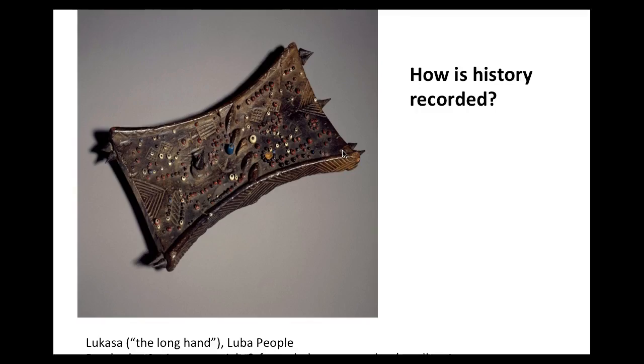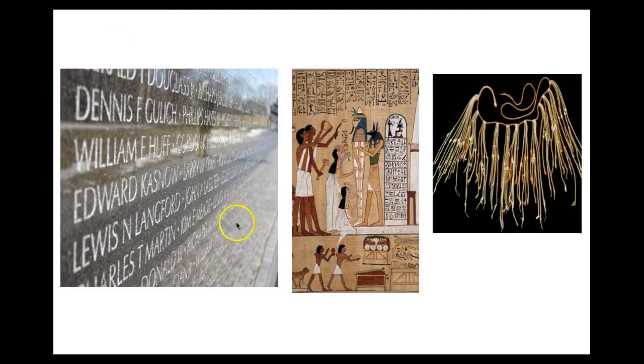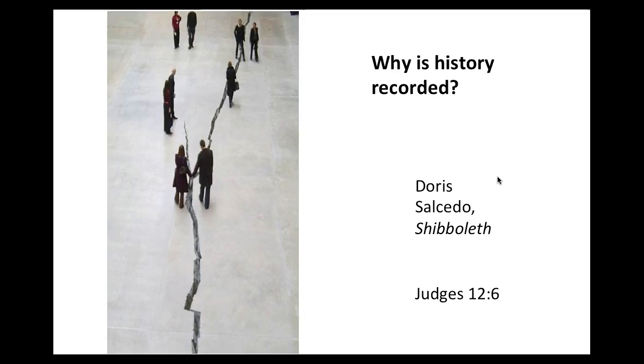Okay, other ways to look at how history is recorded. This is the Vietnam Memorial. Maya Lin created this. This is all the names of people, and we'll go over this image. This is also another image where we have text and how they're recording how you would go to heaven. We also have jewelry, and depending on what the jewelry was made out of, sometimes that's going to tell us the history of that culture.